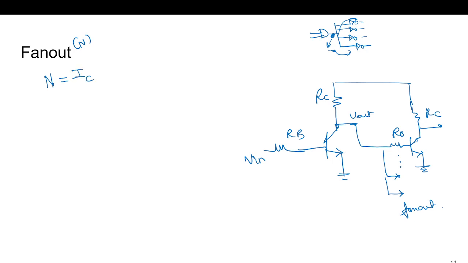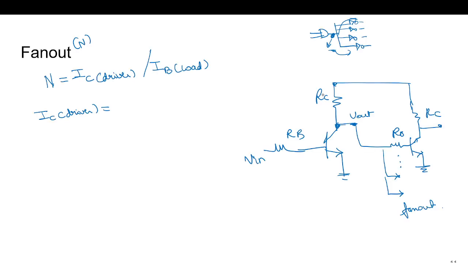this one, the driver, base into the load current. So the equation we can get: IC driver is in this region. So this current is VCC minus Vout upon RC, VCC minus Vout upon RC.